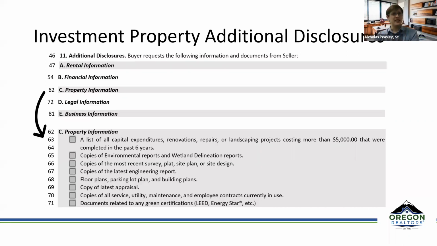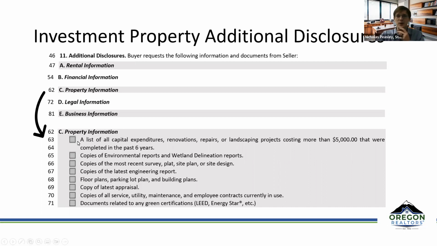The actual Section 11, this is the documents for the additional disclosures. It's broken up into 5 sections. The buyer can request rental information, financial information, property information, legal information, and business information. I've expanded out the section for property information. If you look on the actual form, each one of those is a much larger section. You see it jumps from line 47 to 54, from 54 to 62, 62 to 72, 72 to 81. So there's quite a healthy space that's just these checkboxes.